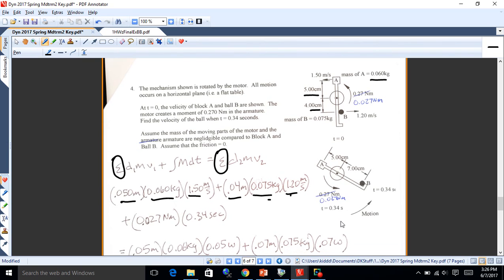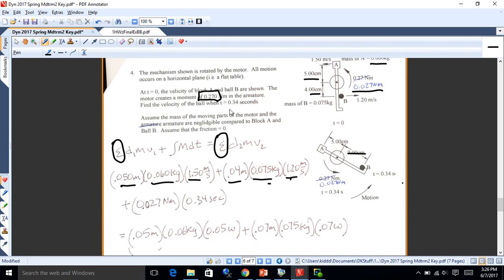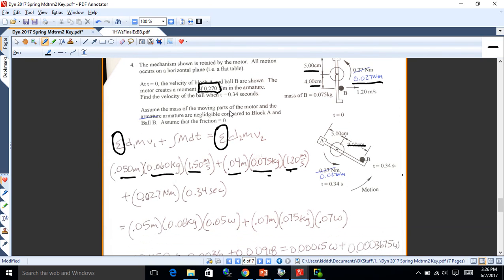Okay. Then you have this motor that inputs 0.027. Now I had a typo in here. I called that out in class, but somebody used the wrong moment. I just followed it through. If you did, it wasn't a big deal. I just followed it through. Okay, so that's plus 0.027 times 0.34 seconds. So that's the moment times the time.